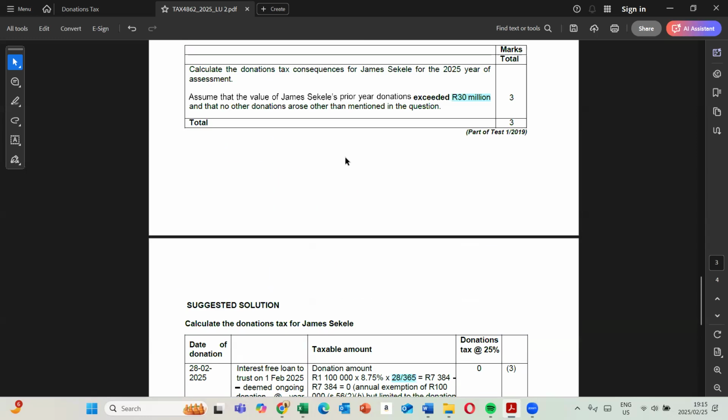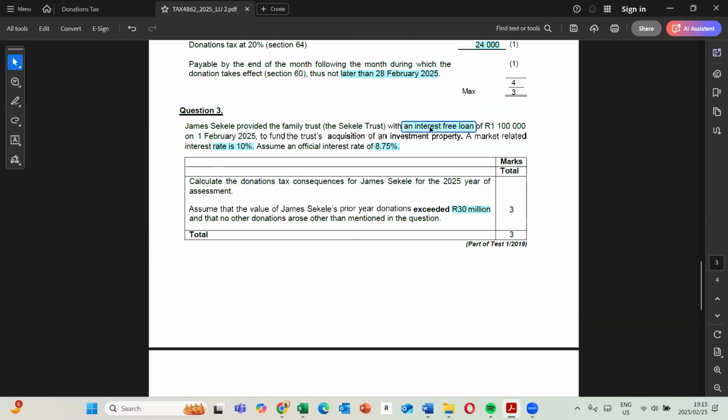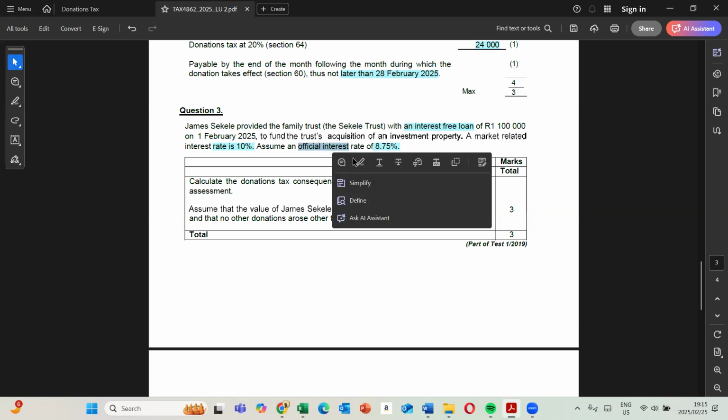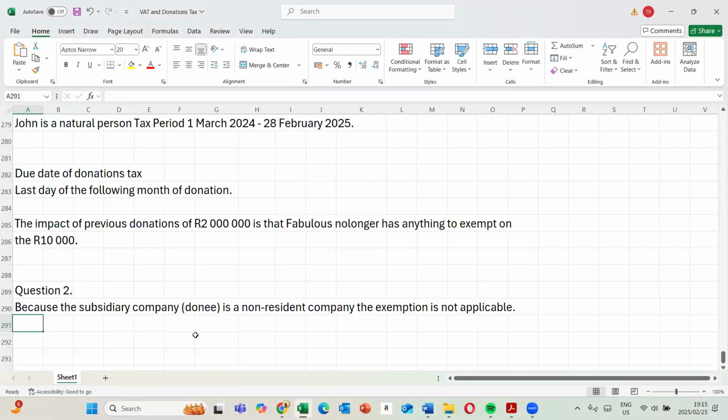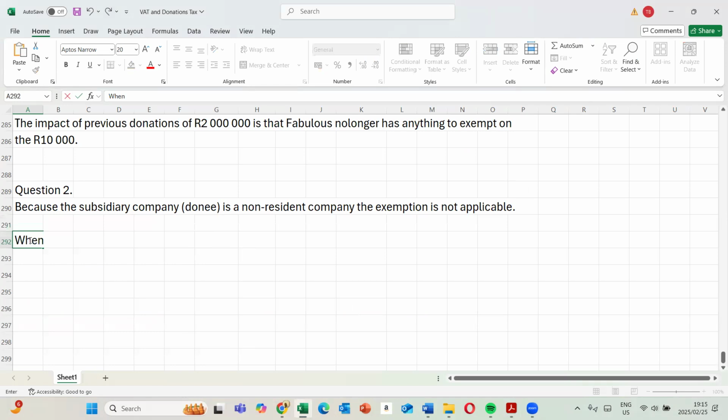Why? Because for starters, with the loan, you give the loan, you're not charging any interest. Do you see that? So you're not charging interest with regards to the loan. In other words, the family trust is not paying any interest. Second, we use the official interest rate, not the market interest rate. In tax, when calculating interest, use the official interest rate to calculate our interest.